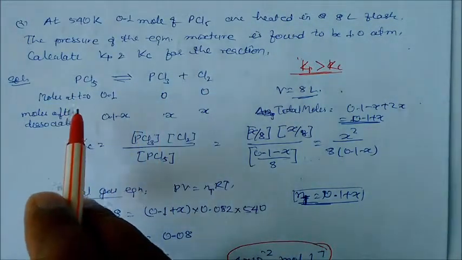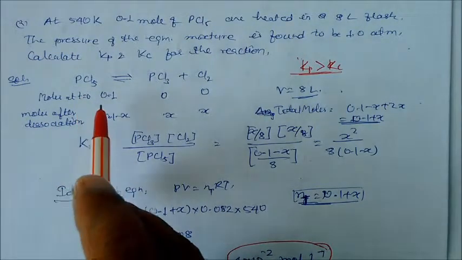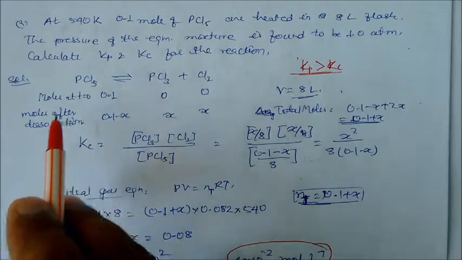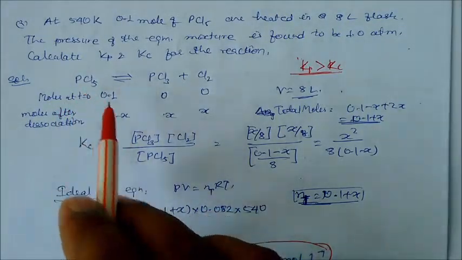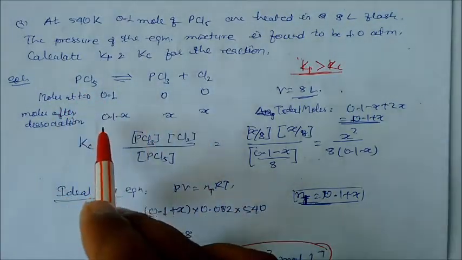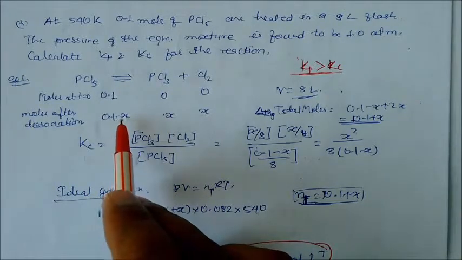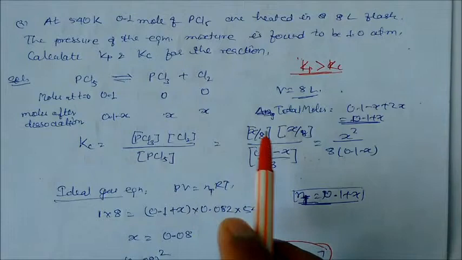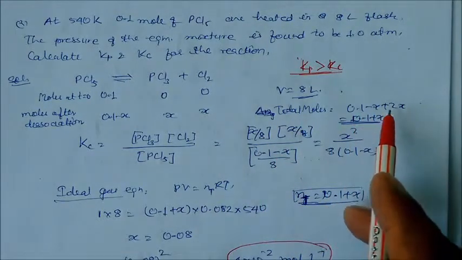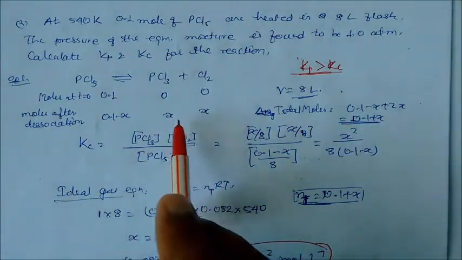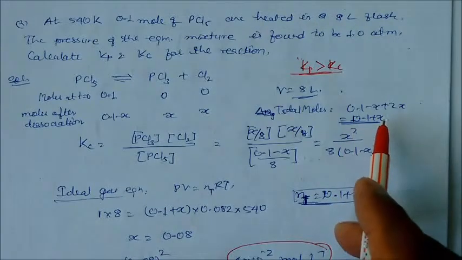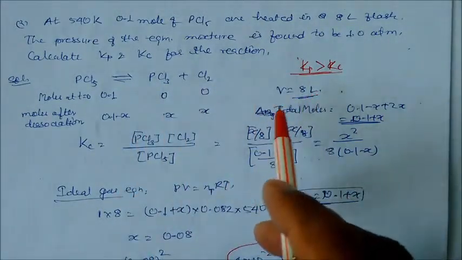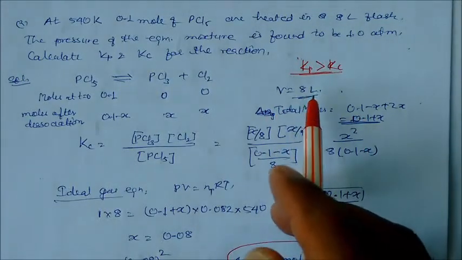Initially the moles of PCl5 are 0.1 and the products are 0. After the dissociation of PCl5, X moles of PCl3 and X moles of Cl2 form, and PCl5 becomes 0.1 minus X moles. So total moles after dissociation will be 0.1 minus X plus 2X, so the total is 0.1 plus X, and the volume of this vessel is 8 liters. So we can use the moles and the volume.